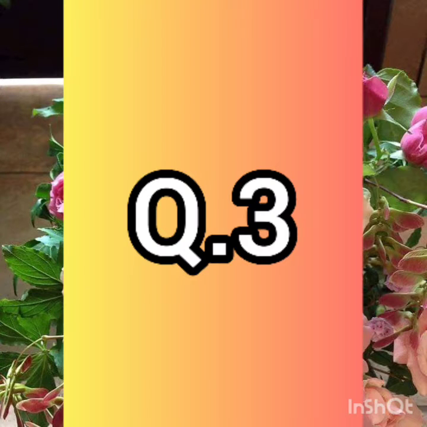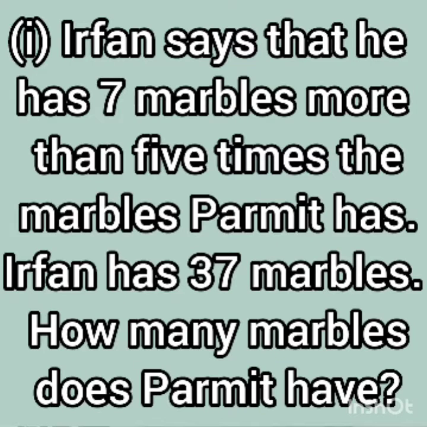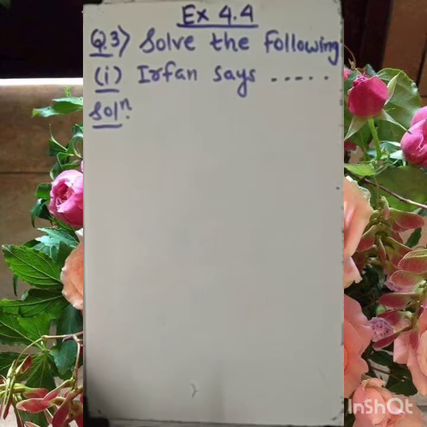So, dear student, here exercise 4.4, question number 3. Solve the following. The first one: Irfan says that he has 7 marbles more than 5 times the marbles Parmit has. Irfan has 37 marbles. How many marbles does Parmit have? We do not know the marbles with Parmit. For that we are assuming x.